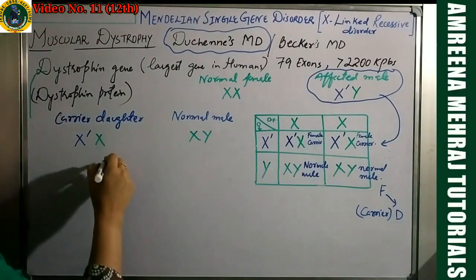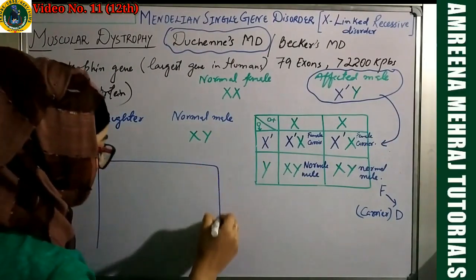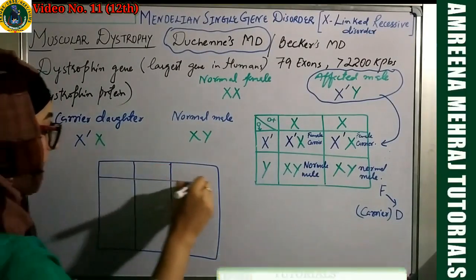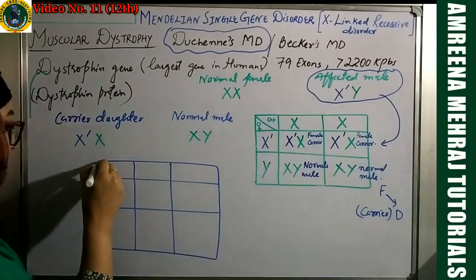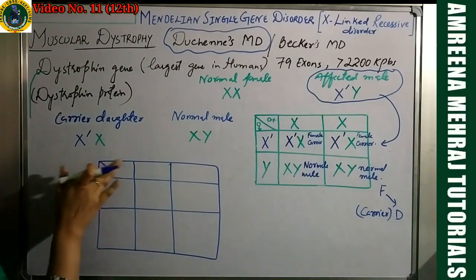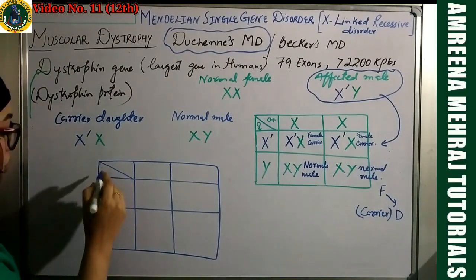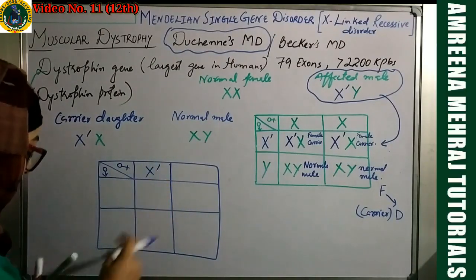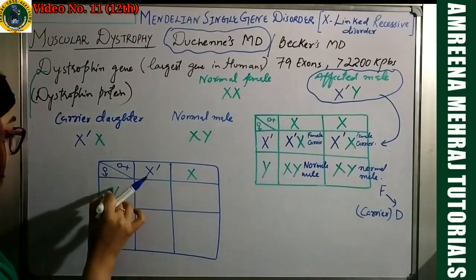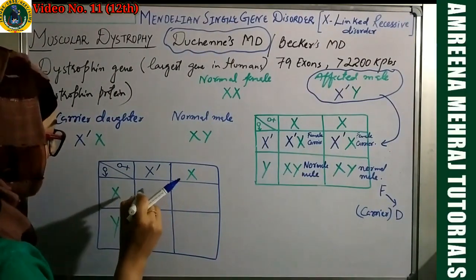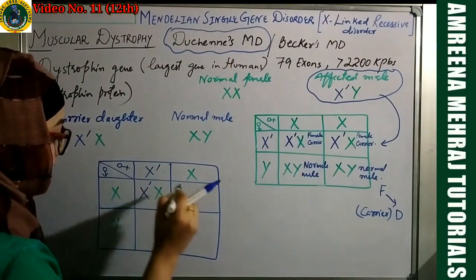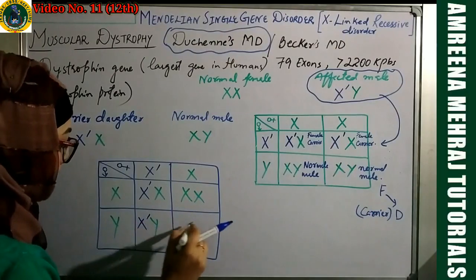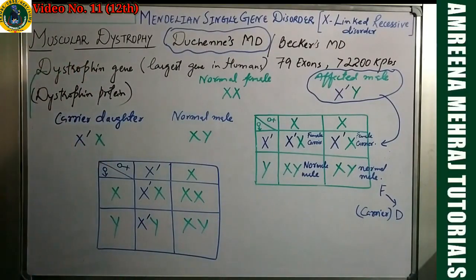When this marriage happens, what is the condition of the children? Who will get the disease? Let me see. Okay. Let me again place the, so over here I'll place the sperms and over here I'll place the ovas. So ovas will be of two types, X dash and X, and we'll have X and Y. Now do a cross. This will be X, X dash. This will be X, X. This will be X dash Y, and this will be X, Y. Try and see what happens over here.